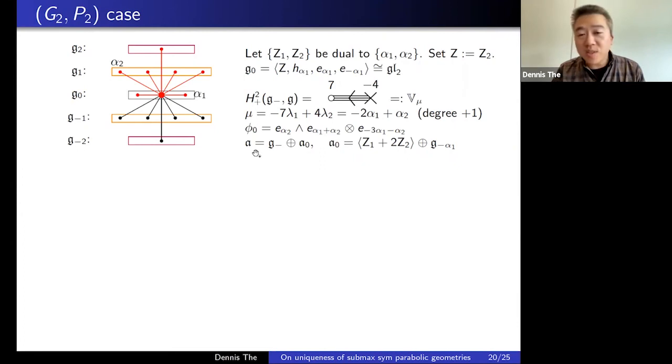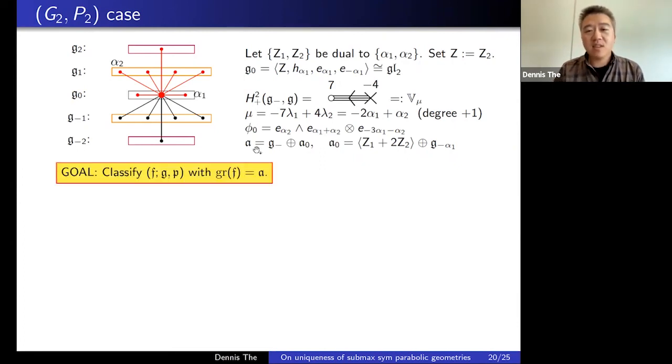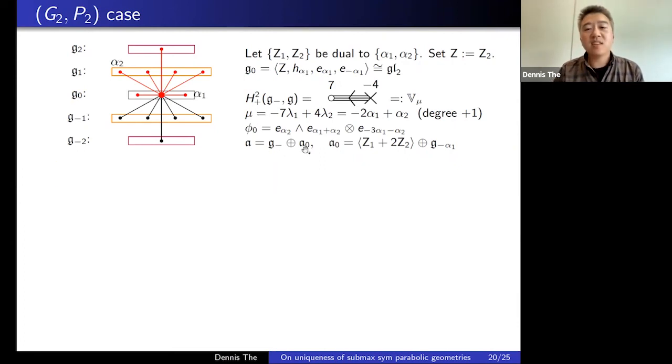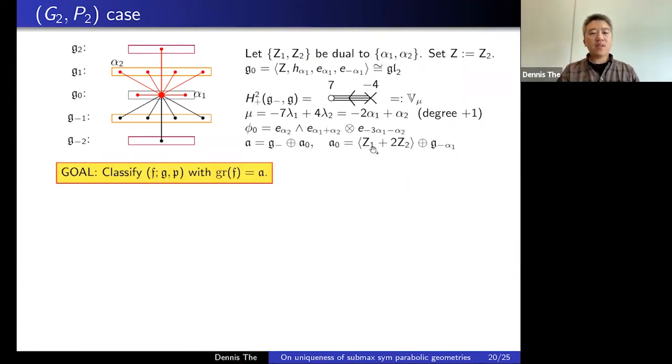What's the extrinsic Tanaka prolongation adapted to this? It's g minus plus annihilator. You don't get into positive prolongation because this is prolongation rigid. This is a maximal parabolic. Okay, and this is what it looks like. Our goal here is to classify algebraic models with associated graded being this A.